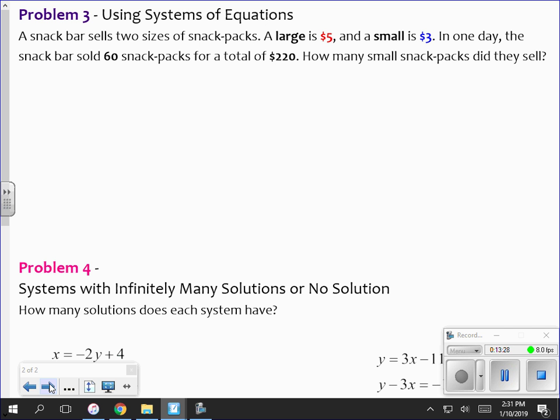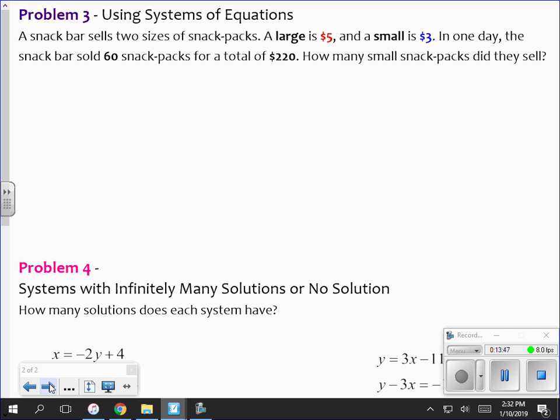Okay. So read the question. A snack bar sells 2 sizes of snack packs. A large is 5, a small is 3. In one day, the snack bar sold 60 snack packs for a total of $220. How many snack packs of each did they sell?